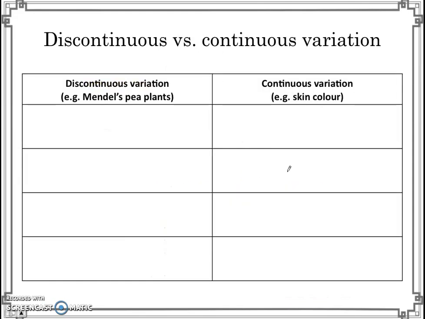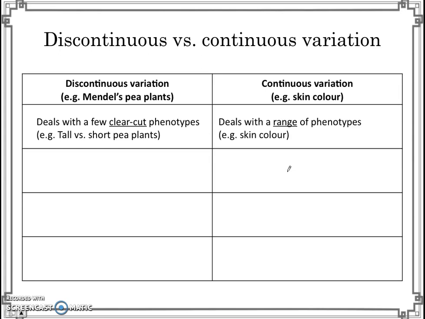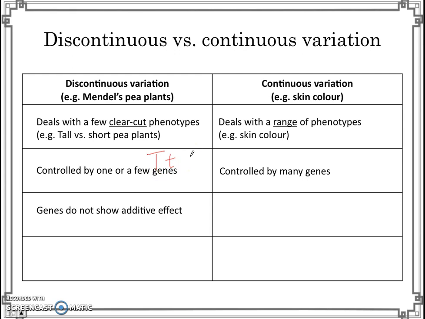What's most important is that you know how to compare discontinuous variation and continuous variation. In the case of discontinuous variation, remember that it refers to a few clear categories of phenotypes, for example, tall versus short pea plants. For continuous variation, it's a range of phenotypes. Discontinuous variation is usually controlled by only one gene. We've only looked at examples controlled by one gene, like the height gene, which only came in 2 forms, big T or small t. But skin color may be controlled by many gene loci, many gene positions.